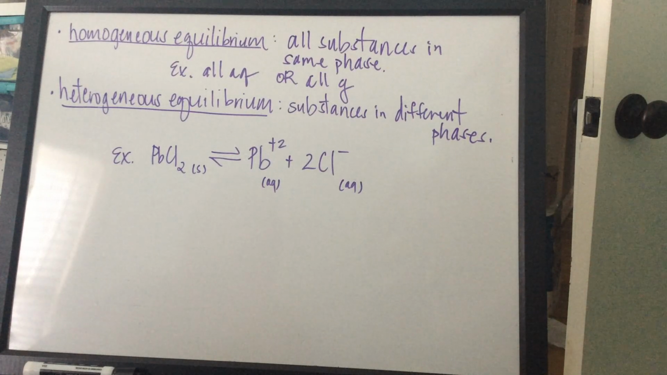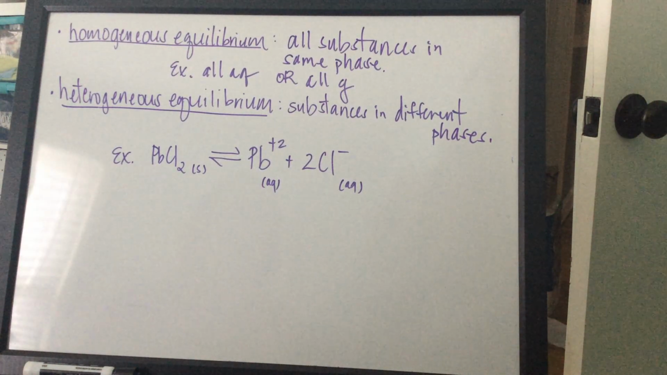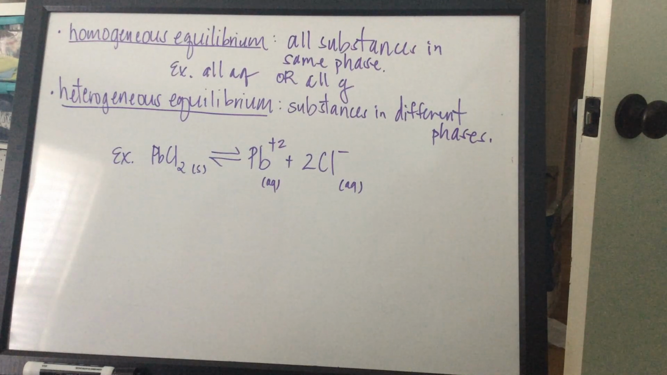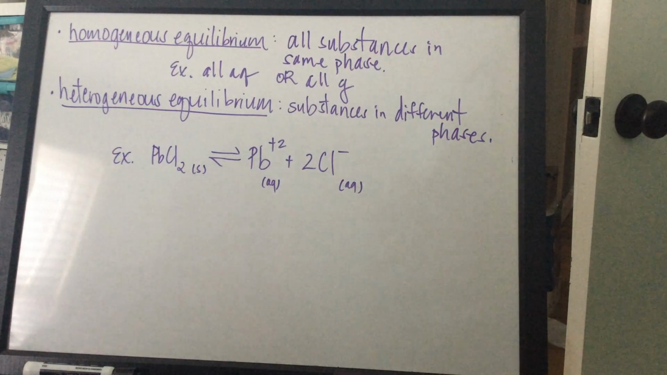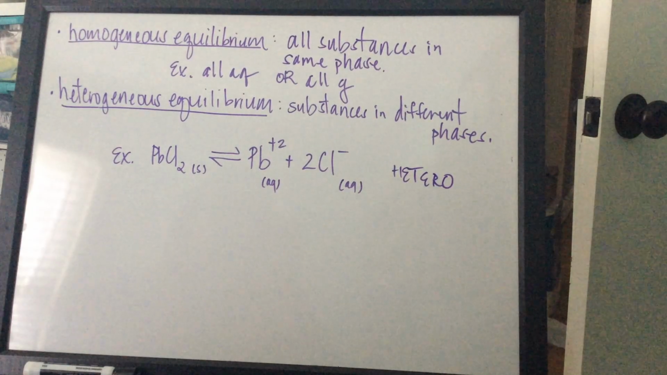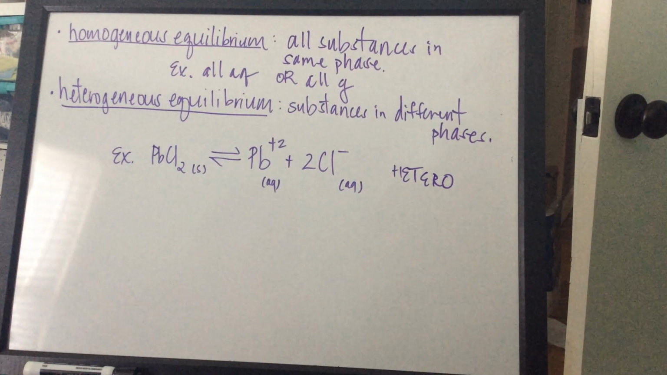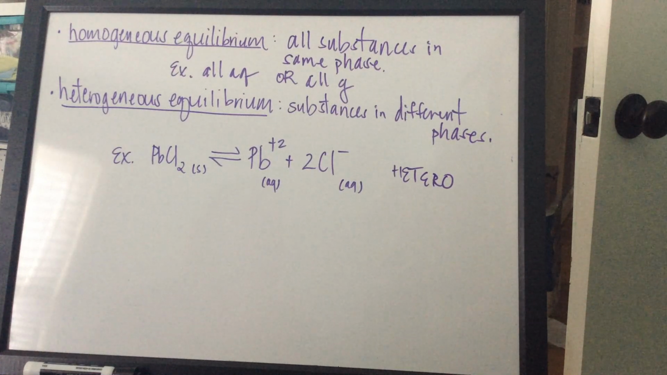So the example underneath that in that blank space is this reaction, which is an ionization reaction. And so you have a reversible ionization reaction. You have a solid ionizing into two aqueous substances. Obviously, this is a heterogeneous equilibrium because we have a solid and then we have two aqueous substances. So not all substances are in the same phase, and therefore it's classified as a heterogeneous equilibrium.